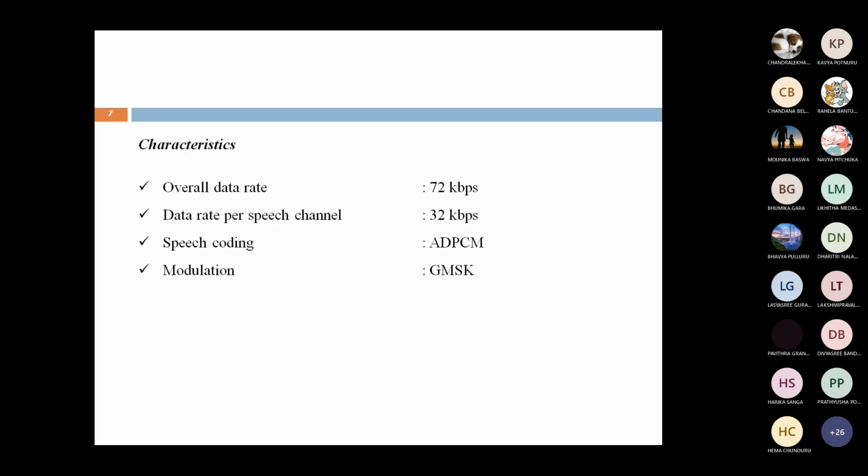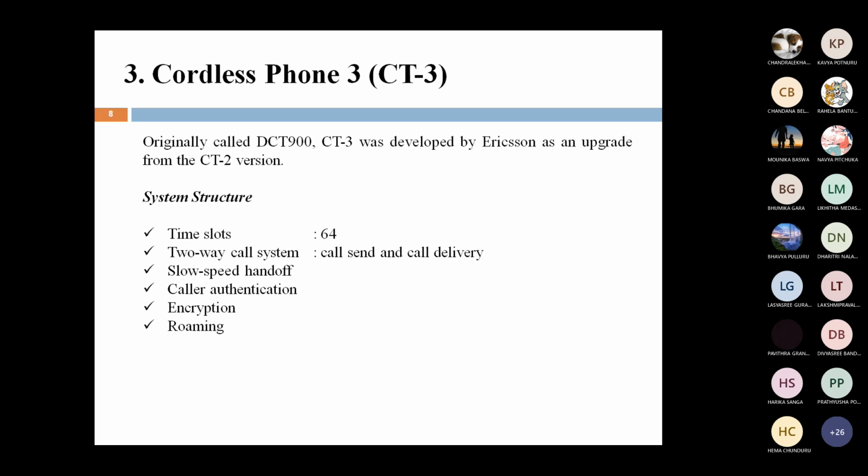The characteristics of CT2 are: overall data rate is 72 kbps, data rate per speech channel is 32 kbps, speech coding is ADPCM, and modulation is GMSK. This is about Cordless Telephone 2. The drawback of CT2 is that it covers wireless connectivity of a maximum of only 10 meters. So that's why we go for the next one, Cordless Telephone 3.